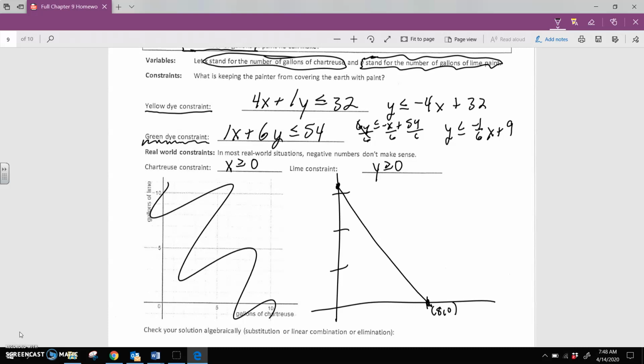Don't forget, I have to test my point. Is 0 less than or equal to 32? Yes, which means that this would shade down. Use this little arrow notation right now for shading down.